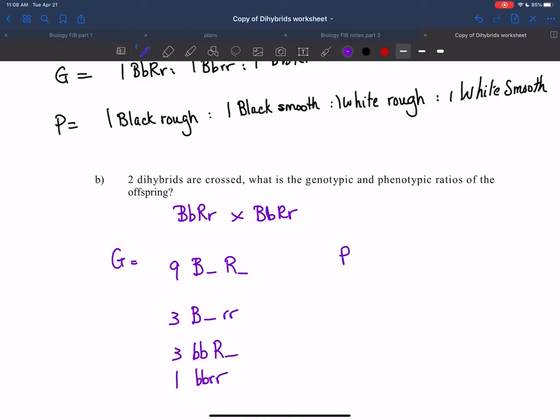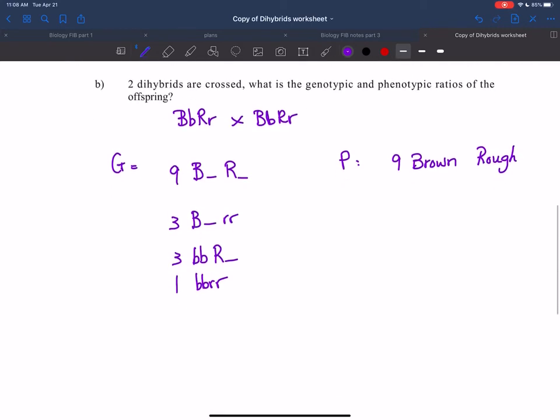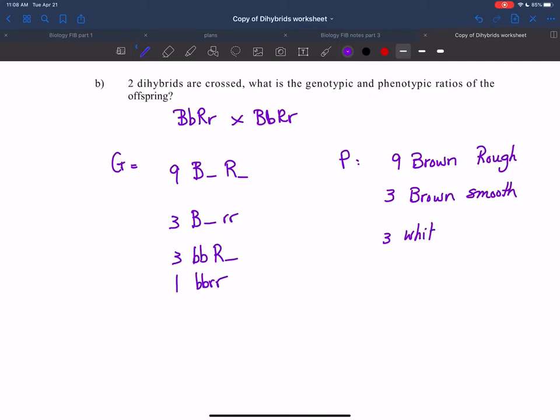And when it comes to the phenotype, I'm going to have 9 that have the dominant for both, so brown and rough, and 3 are going to be brown, smooth. So the dominant for one, the recessive for the other. This one is going to be the recessive for one and the dominant for the other. And one is going to have the recessive for both.